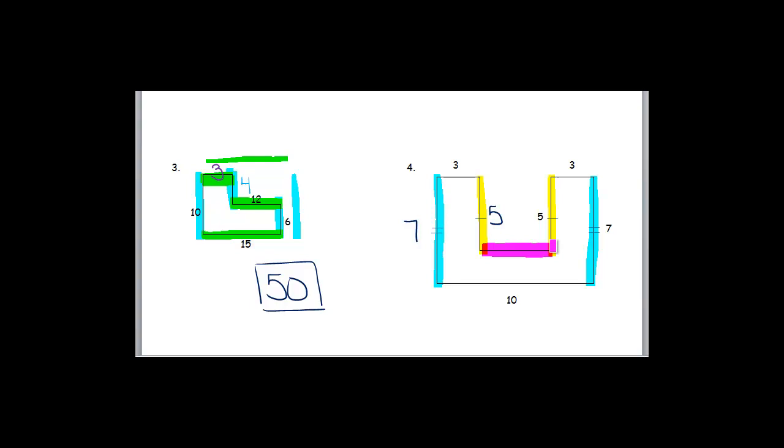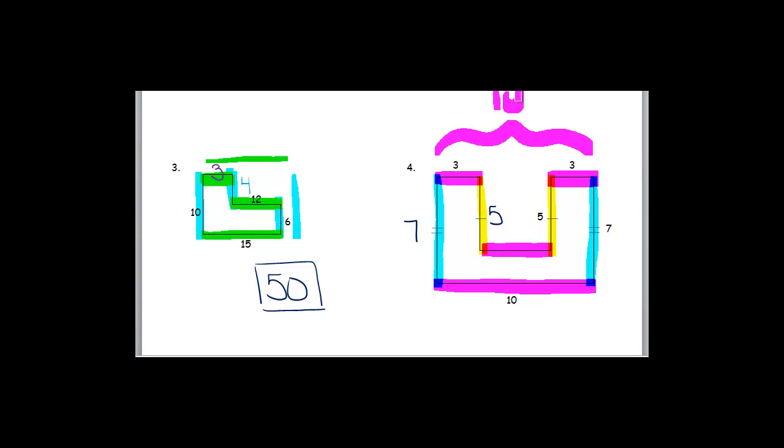If we notice, this whole entire shape has a horizontal piece of 10, but this horizontal piece and this horizontal piece and this horizontal piece have to total that 10. So since we already have 3 and 3, that gives us 6. So that means that we have 4 more left over to total that 10 that we were looking for.